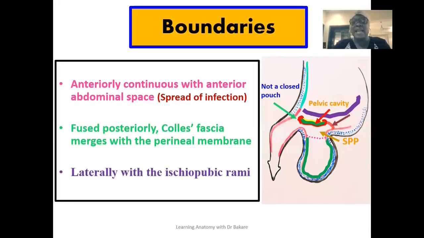On the lateral side, you see that the superficial perineal pouch is limited by the ischiopubic rami. Remember that the anteriorly placed urogenital triangle has its two lateral walls limited by the ischiopubic rami. And this is what is also seen to limit the superficial perineal pouch laterally.